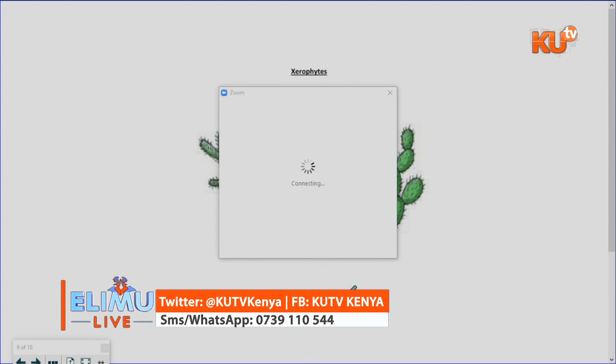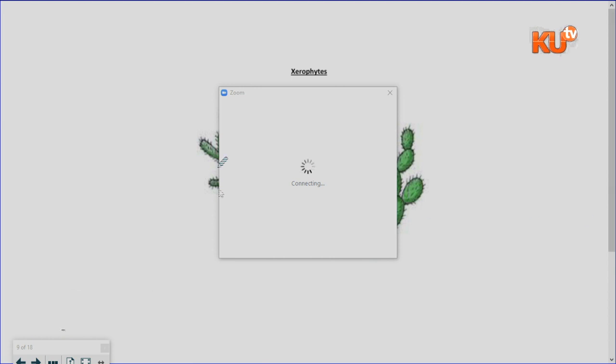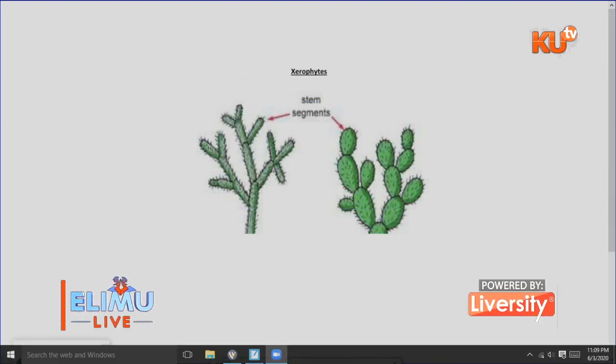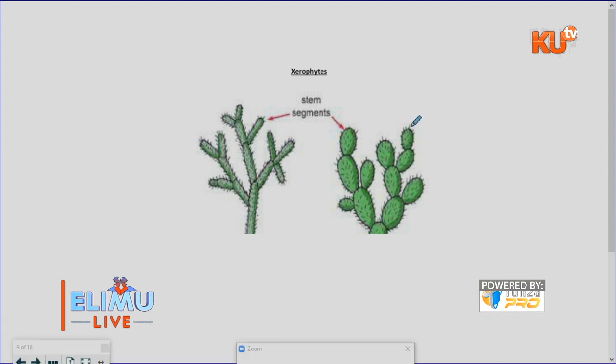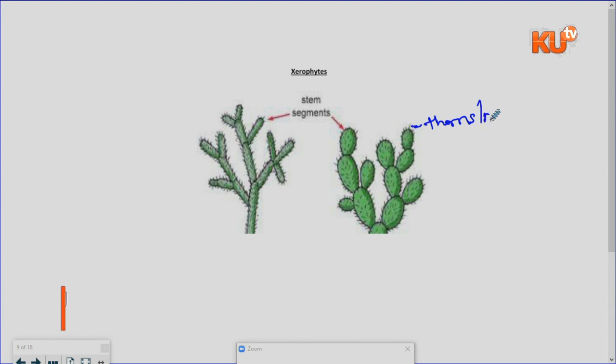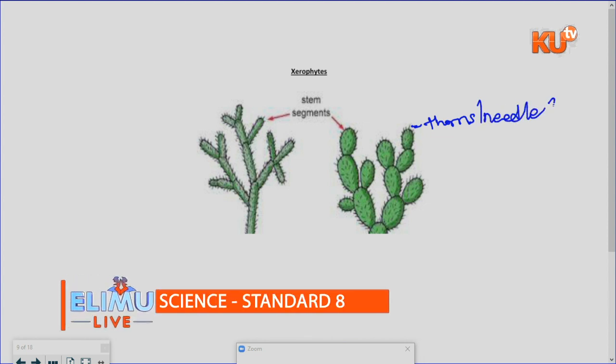So we have a diagram of the xerophyte and hydrophyte there. That's the first example, or the first diagram that I've drawn there. The first example is a xerophyte. So that is a cactus. Now let's look at these adaptations that I've been talking about. So we have thorns or needle-like leaves. So these ones can be thorns, needle-like leaves. You can call it spikes.